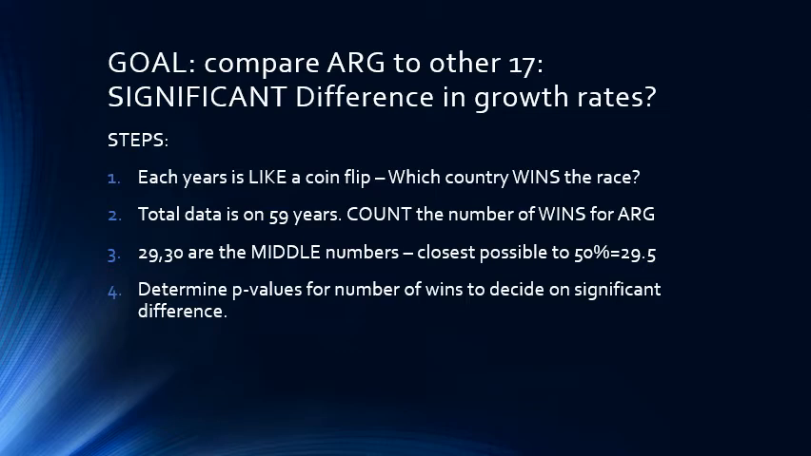So we just count the number of wins for Argentina. With 59 points of data, 29 and 30 are the middle numbers, so these are the closest to 50%. If these numbers are observed, then there is no significant difference. And if the number of wins for Argentina is small and the number of wins for the other country is large, then there will be some significant difference in growth, and we can conclude that the other country is genuinely superior in terms of growth performance.